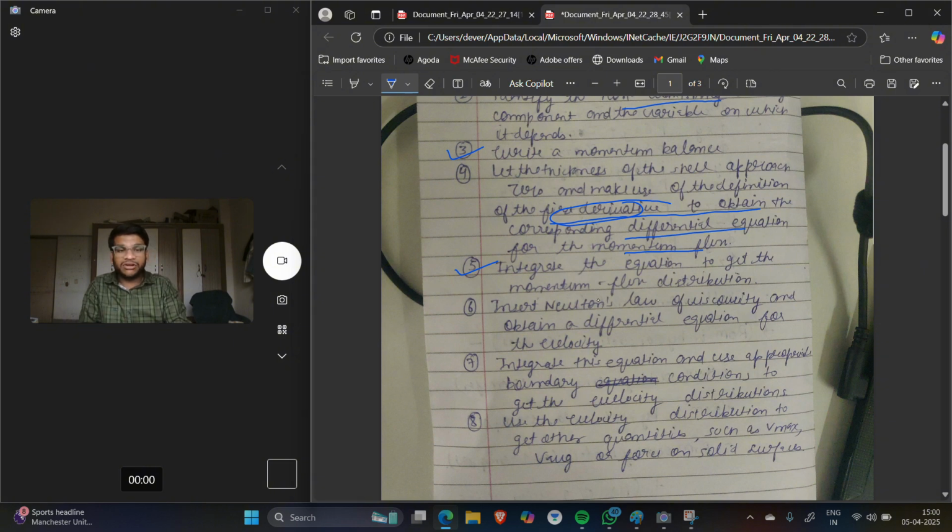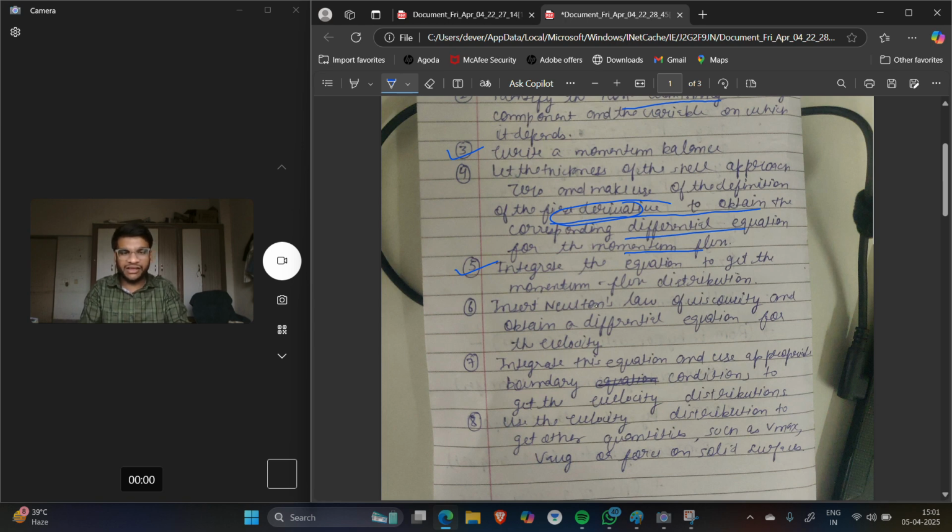Then insert Newton's law of viscosity and obtain a differential equation for the velocity. We all know what Newton's law of viscosity is: it states that momentum flux is directly proportional to the velocity gradient. Suppose you have calculated the momentum flux profile. Now if you substitute the value of momentum flux in the form of velocity gradient and then integrate the equation, you will easily get the velocity profile.